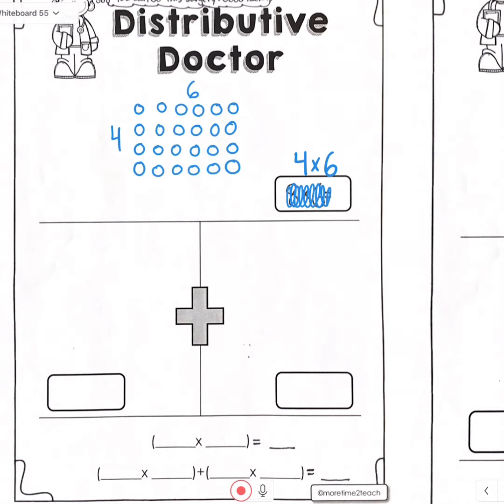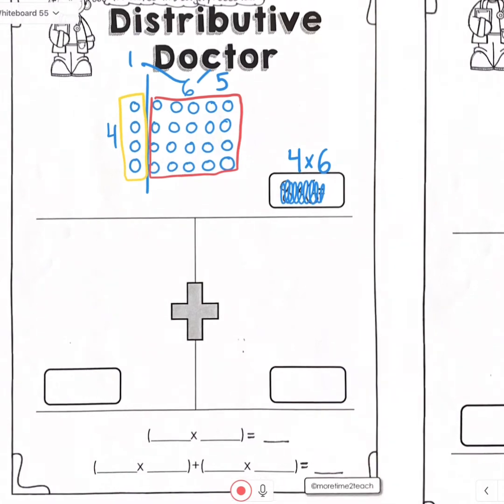I'm going to break this 6 apart into a 5 and a 1, so I'm going to draw a line right here. Here, the 6 was broken into 1 and 5. So here are my 2 smaller arrays. I have this one right here, and I have this one right here. So I'm going to go ahead and copy those below.